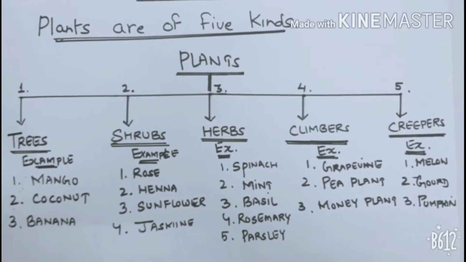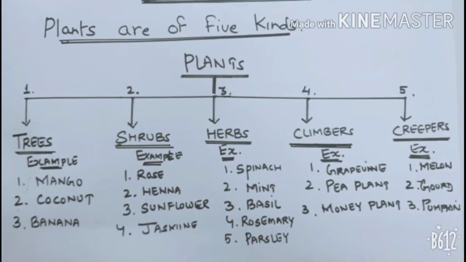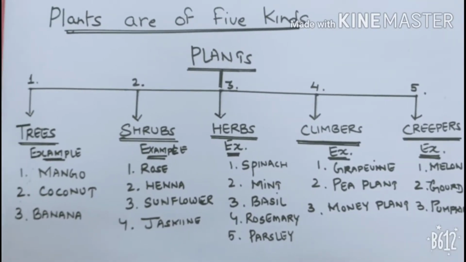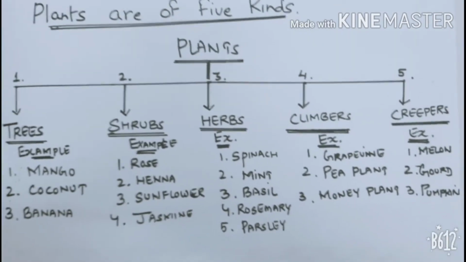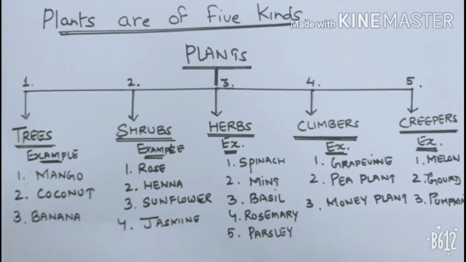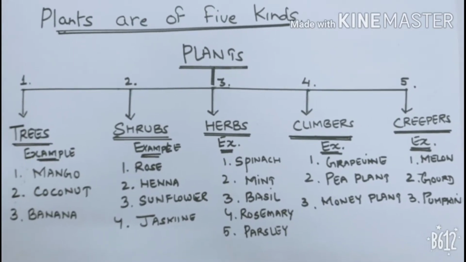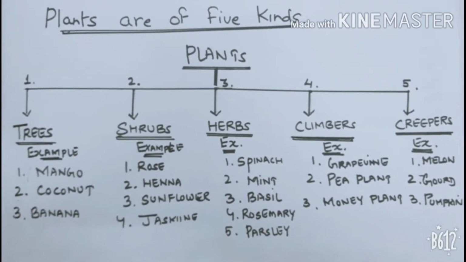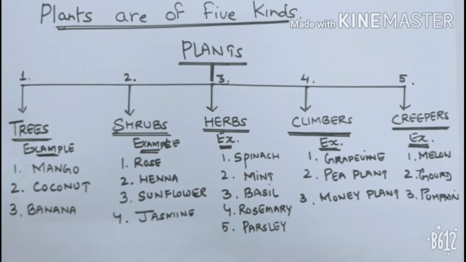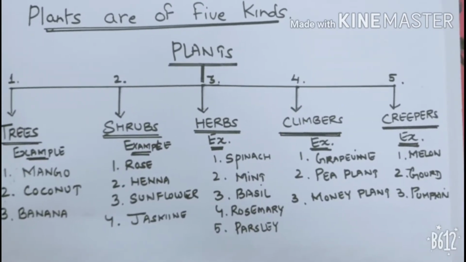Now what is a tree? Big plants are called trees. Plants smaller than trees are called shrubs, and they look like bushes also. Small plants that are soft are called herbs. Weak plants that need support to grow upward are called climbers. Plants that grow along the ground or around another plant are called creepers.